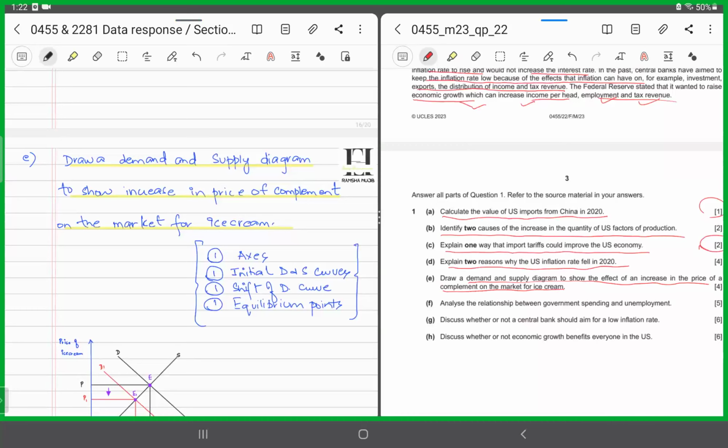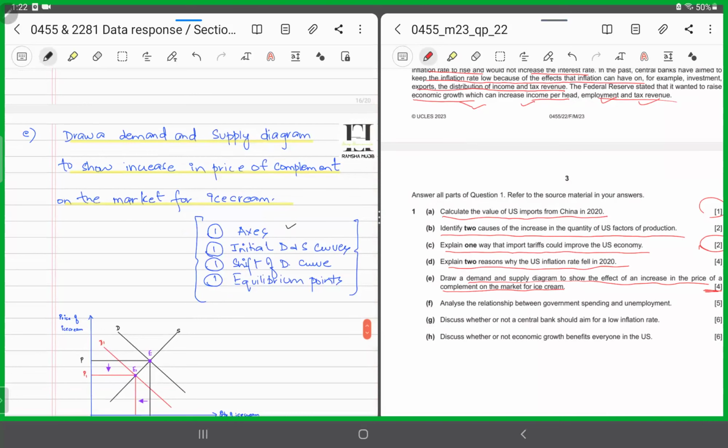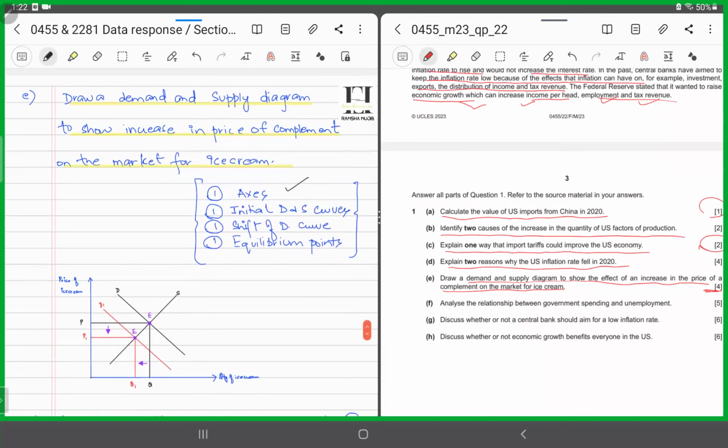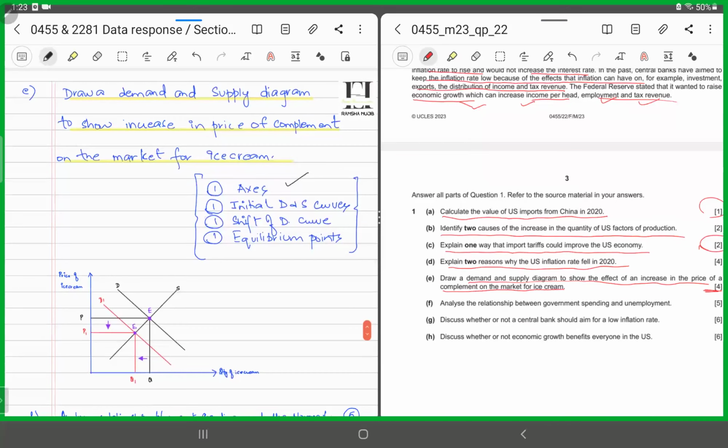Now this is again a 4-mark question. You do not need to give any explanation. All you need to do is construct a proper demand and a supply diagram. How are the marks being allocated? Again, 1 mark for the correct construction of the horizontal and the vertical axis. 1 mark would go for the correct construction of the initial demand and supply diagram. The 3rd mark would be given for the correct shift of the demand curve. The final 4th mark will be awarded once you've clearly identified the equilibrium position. So this is how full 4 marks will be awarded to you.